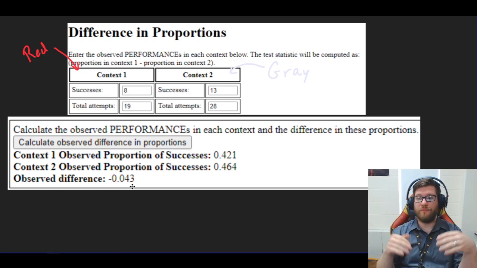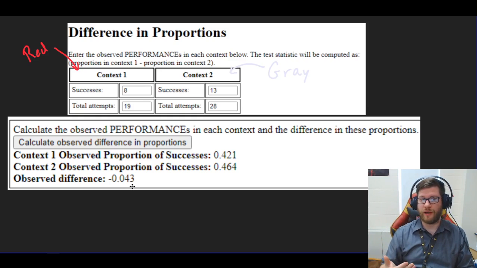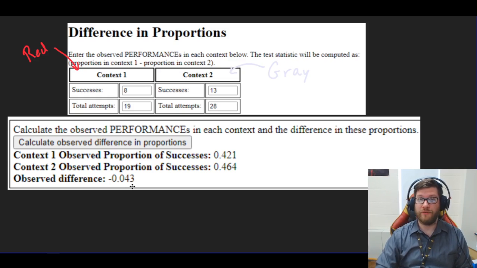So that means, because of the way this thing works, it always takes context one minus context two. So what this is actually going to be addressing is, do the Reds play worse when they wear red? Which is a similar question, not exactly the same, but it's similar enough that I don't need to redo this and make a brand new video.